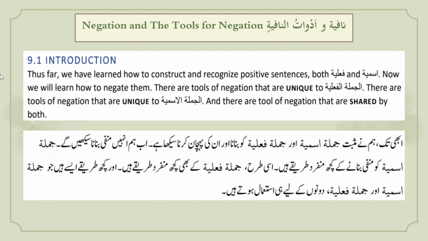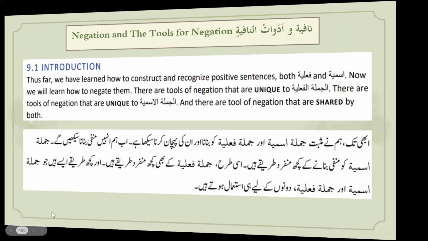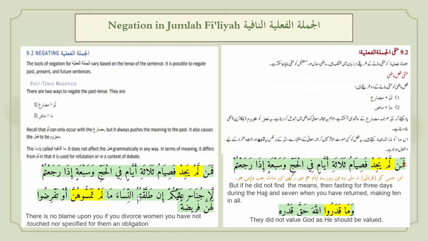And there are tools of negation that are unique to Jumla Fe'liya. So there are a harf that are unique to Jumla Fe'liya; they negate the Jumla Fe'liya. And there are tools for negation that are unique to Jumla Ismiya also. And there is a set of tools which are shared by both. So there are separate harf for Jumla Fe'liya, separate for Jumla Ismiya, and some huruf are shared by both. First we are going to see how to negate Jumla Fe'liya.